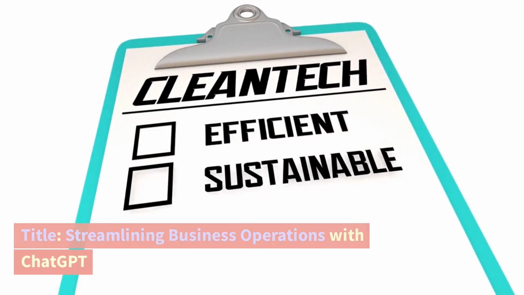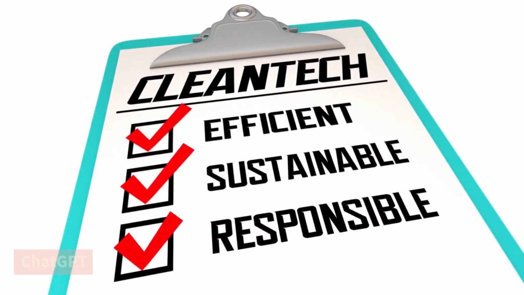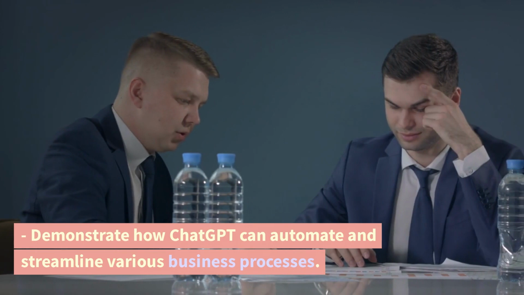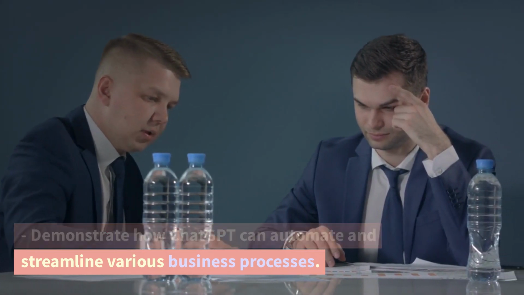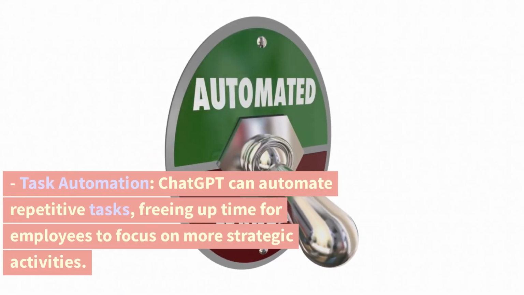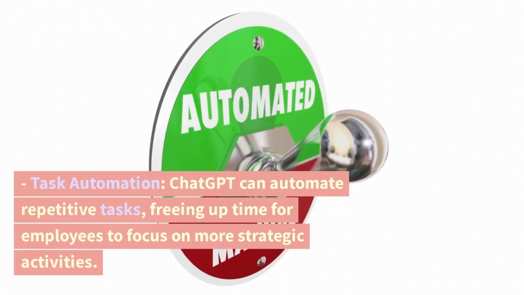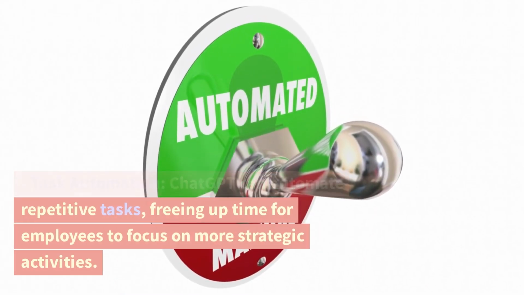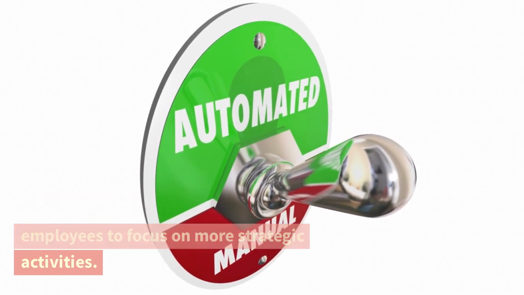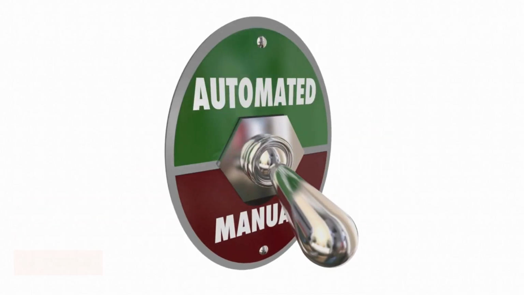Slide 5. Title: Streamlining business operations with ChatGPT. Demonstrate how ChatGPT can automate and streamline various business processes. Content. Task automation. ChatGPT can automate repetitive tasks, freeing up time for employees to focus on more strategic activities.